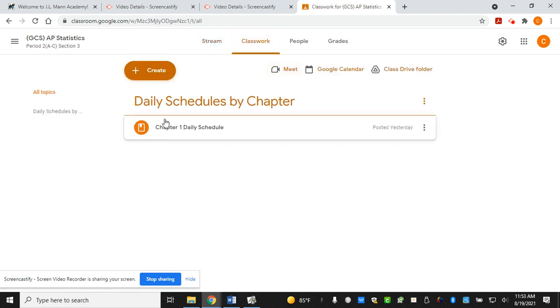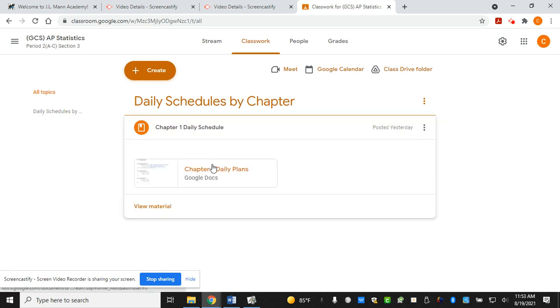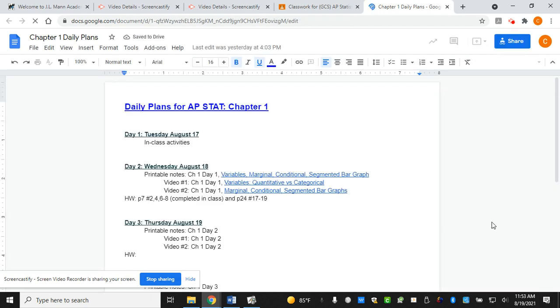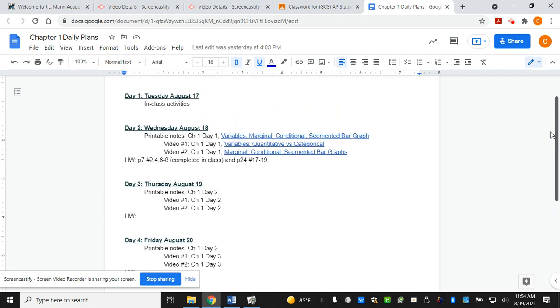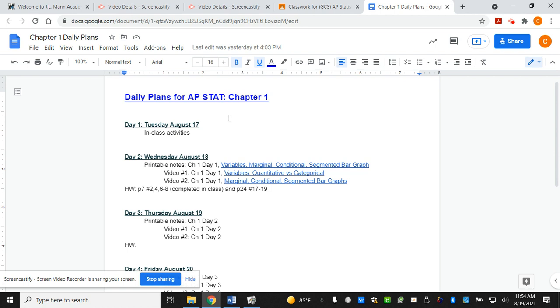But what I'm also going to do is have a daily schedule, which is kind of what I did last year, but I did it by week. Yes, I saw it yesterday. And so this is going to be an ongoing document of everything for this chapter. So for the first day, I just put in-class activities. There's nothing I need to attach. So for yesterday, here's the printout that I gave you. It's a copy of it. I split yesterday's class into two videos. It should be written out descriptively enough that you know what I'm talking about.